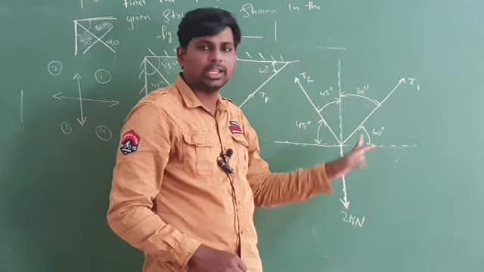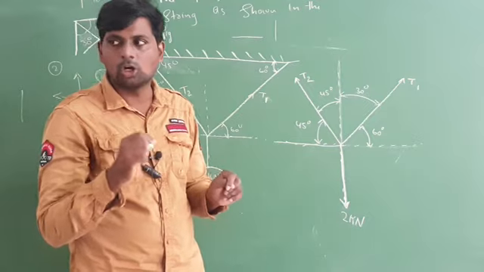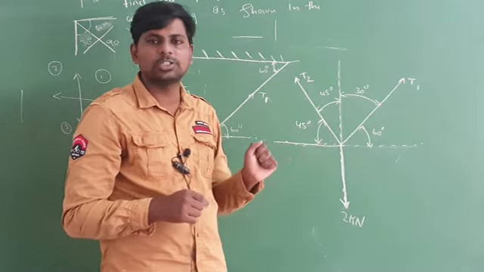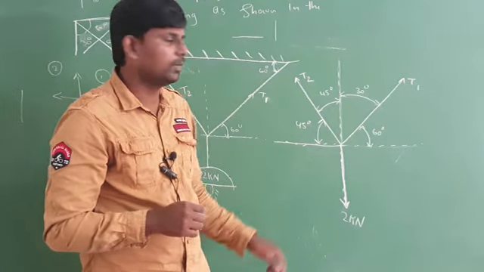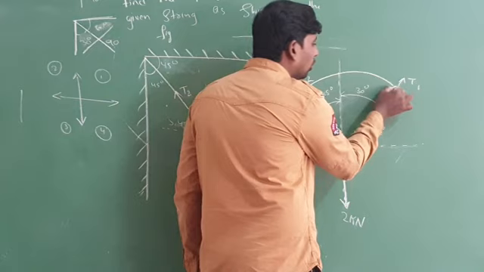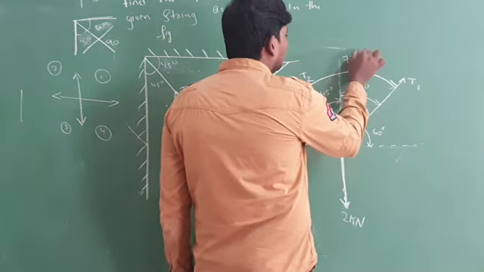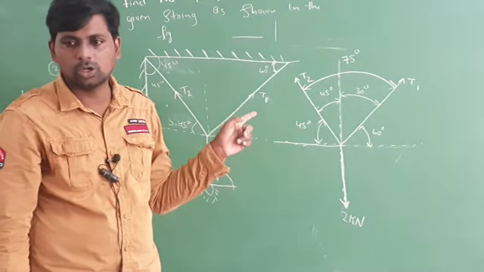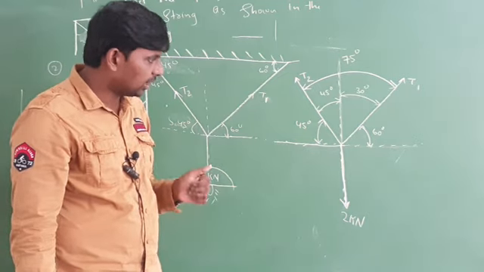Now this is one force. I can easily say that between these two forces I know the angle. How much angle is there? Here 45, here 30. 45 plus 30, how much will it be? 75. So between these two forces, you know very well, the angle is equal to how much? 75 degrees. Between T1 and T2, the angle is equal to 75 degrees.